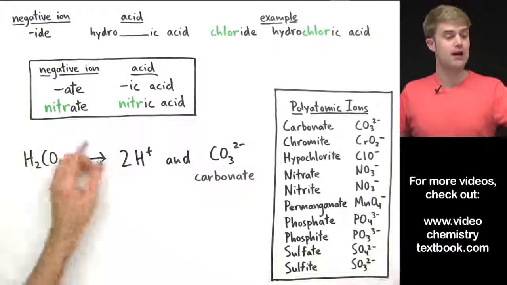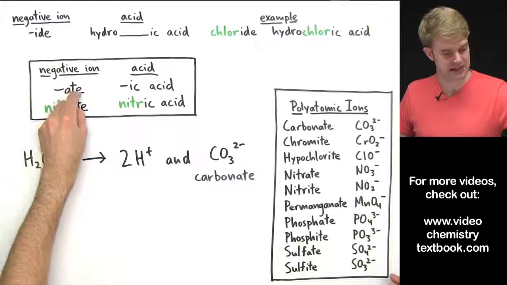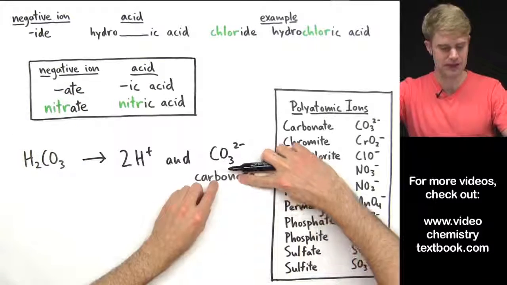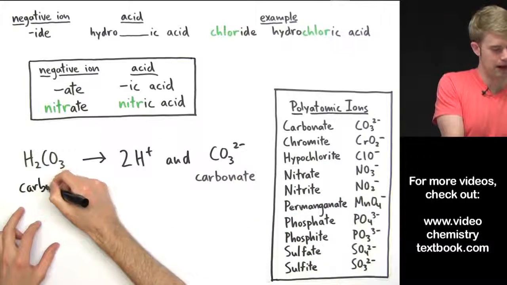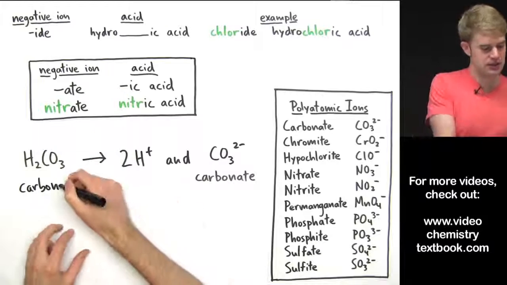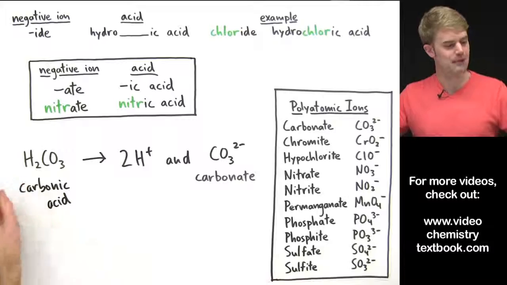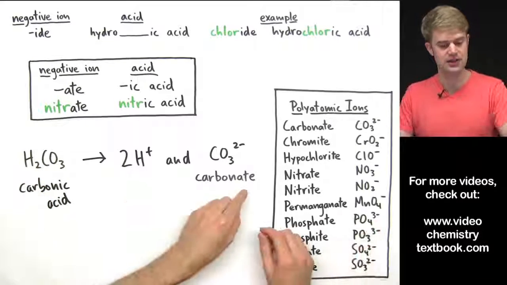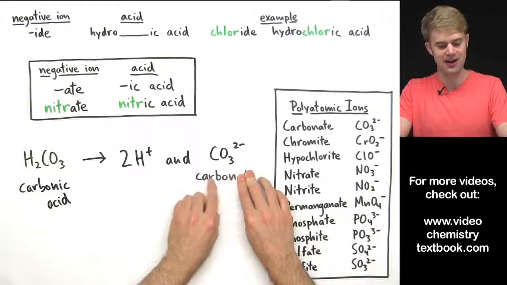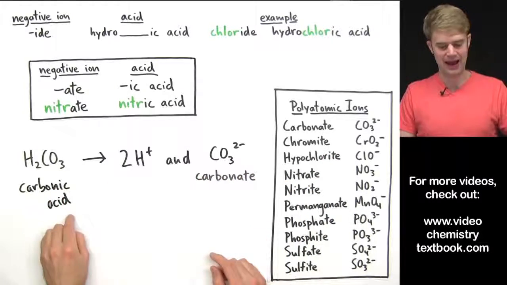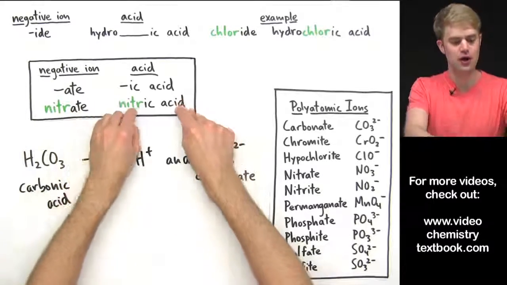Carbonate. So now using these rules, the name of the ion ends in ATE. So I'm going to take off that ATE. I'm going to replace it with IC. So I'm going to call this carbon, and then IC, carbonic acid. So that's how we name acids that contain ions that end in ATE. We take off the ATE from the negative ion name, and then we put ic and we add acid. Carbonate goes to carbonic acid. Nitrate goes to nitric acid.